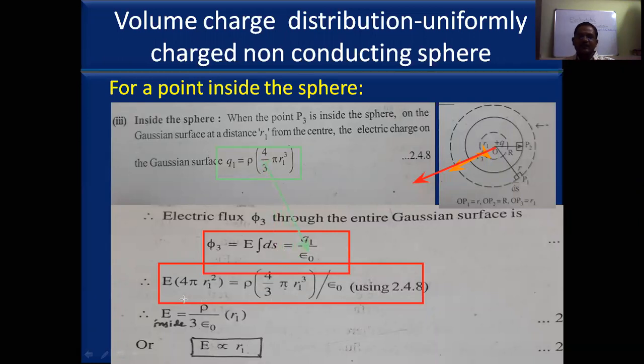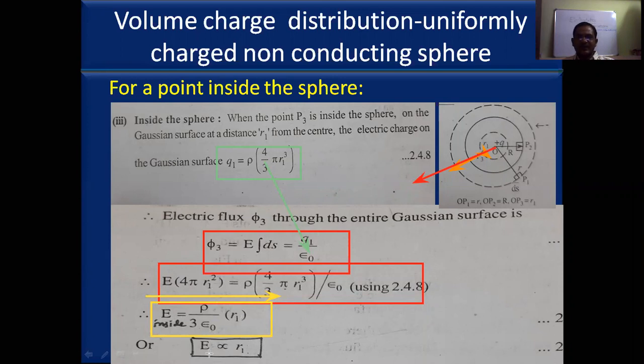Then we are getting E into 4 pi r1 square equal to rho 4 by 3 pi r1 cube divided by epsilon naught. Both sides 4 pi cancel, and r1 square cancels. Then E inside equals rho by 3 epsilon naught into R1. Here rho is constant, the volume charge density. Epsilon naught is the permittivity of free space, which is also constant. Here E depends on R1.